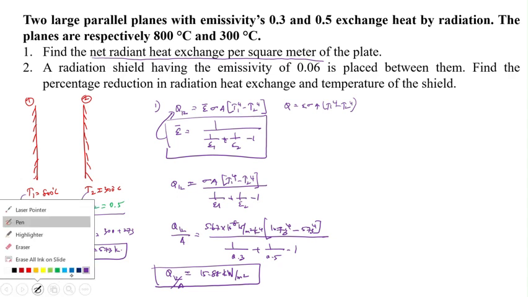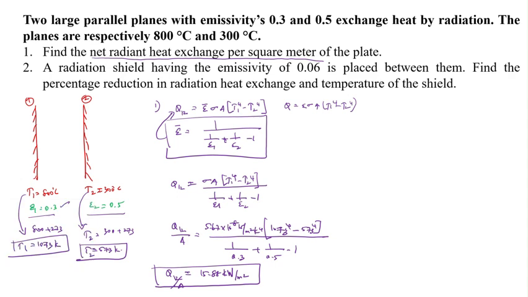In the second case, one radiation shield is inserted in between these two plates. Note that a radiation shield having emissivity of 0.06 is placed between them. Here we are inserting one radiation shield having emissivity epsilon 3, the shield number 3, which is equal to 0.06. We don't know the temperature of this plate.